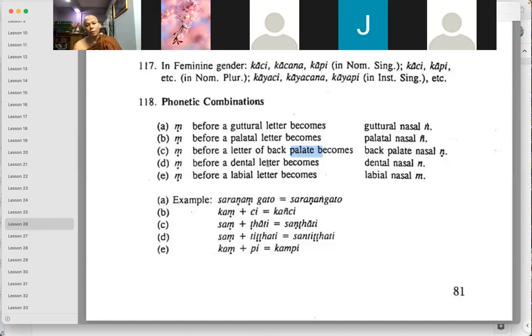Maybe that is retroflex. Okay, and then followed by a dental letter, at that time it changes to the dental nasal na. And then followed by a labial letter, it changes to the labial nasal ma, in this way.